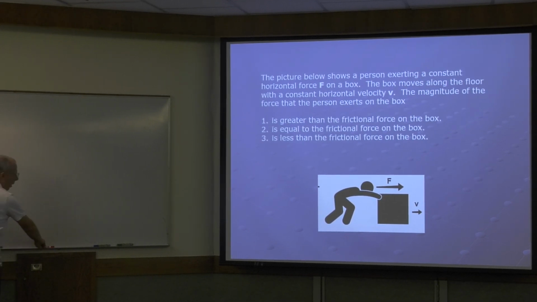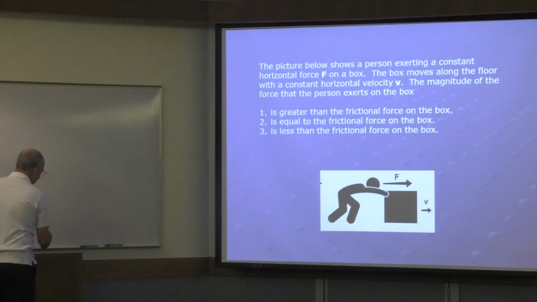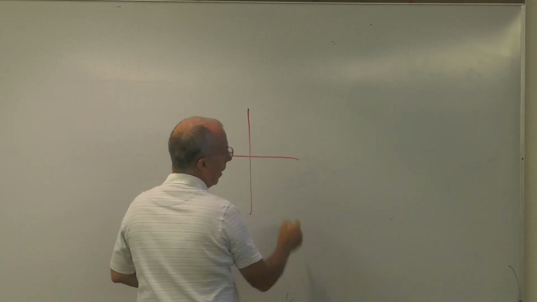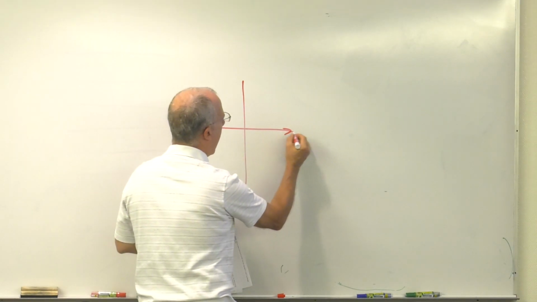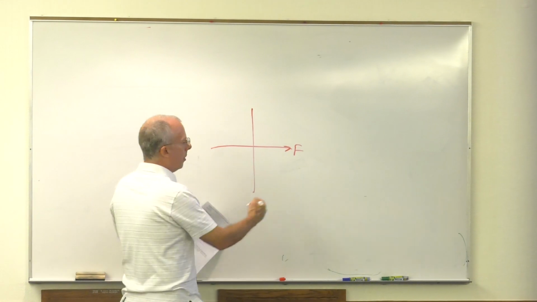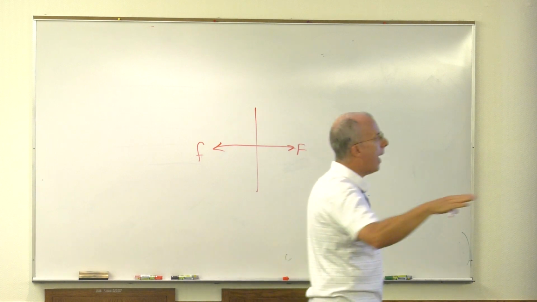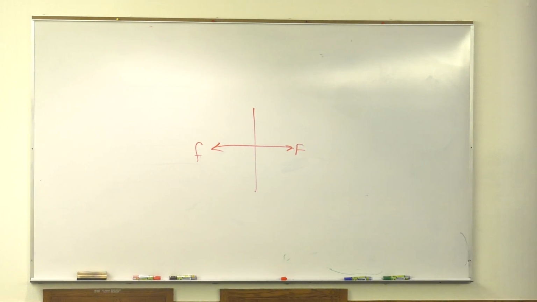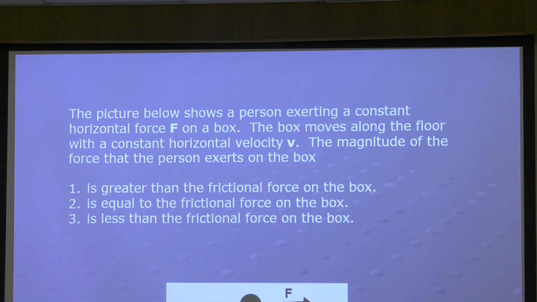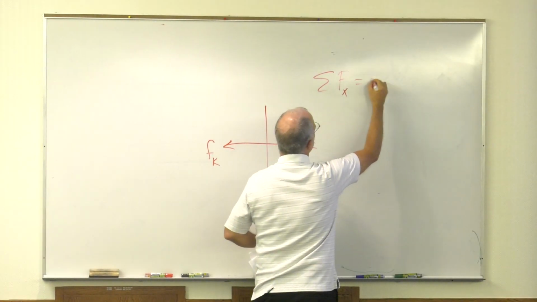Our concern is with the horizontal forces, so let's just do that. The person is pushing with a force F. Now what's the other force? Friction, which is opposing. Now, the thing is moving, correct? It says it's moving with a constant horizontal velocity v, so this is kinetic friction. Now, constant velocity, so the sum of the forces along the x direction is 0.